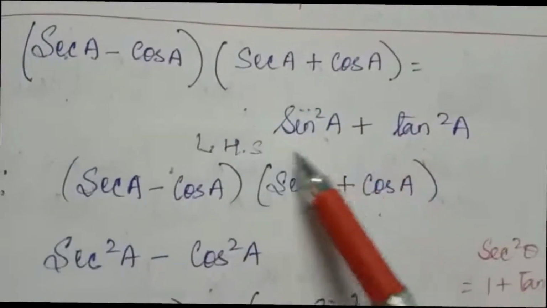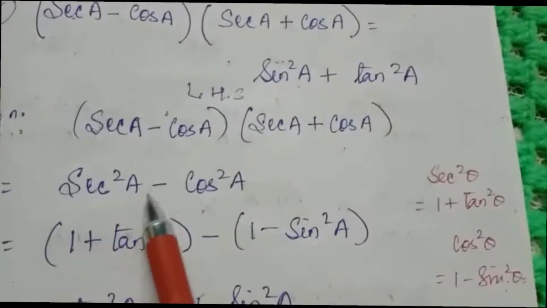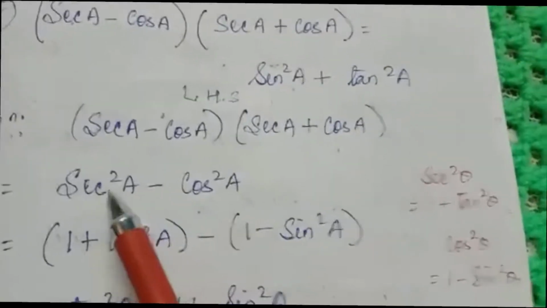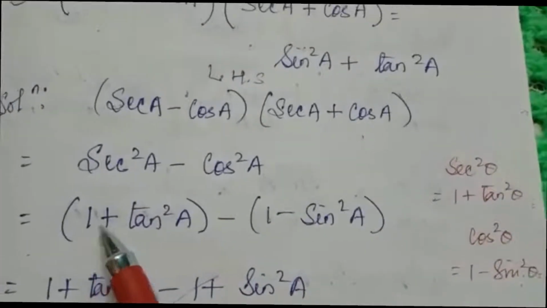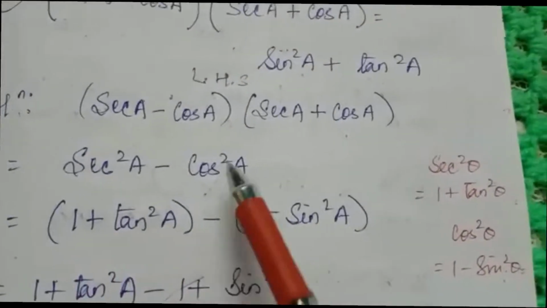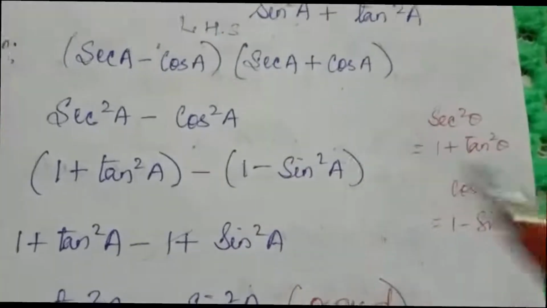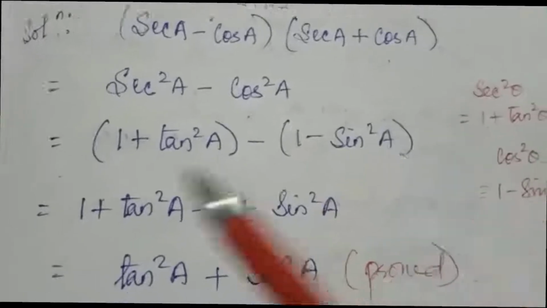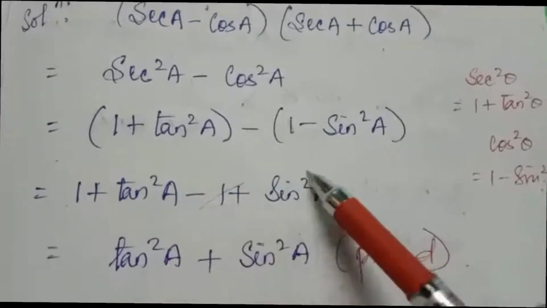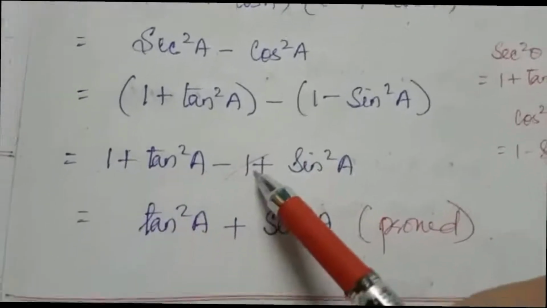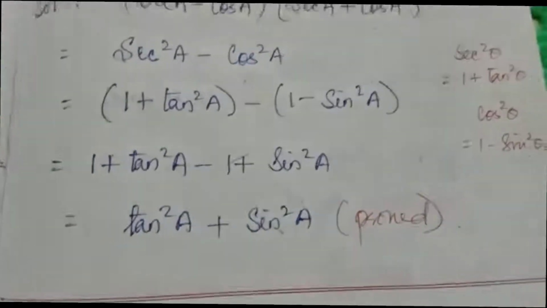Again here it is sin² A and tan² A. So we have to replace sec² A by tan² A. Sec² θ is 1 + tan² θ. So we can write 1 + tan² A - cos² A, and cos² θ is 1 - sin² θ, so 1 - sin² A. 1 + tan² A - 1, minus into minus plus sin² A. 1 and minus 1 cancel. Answer is tan² A + sin² A. Proved.